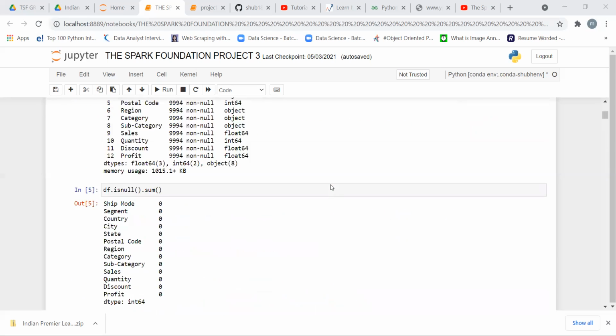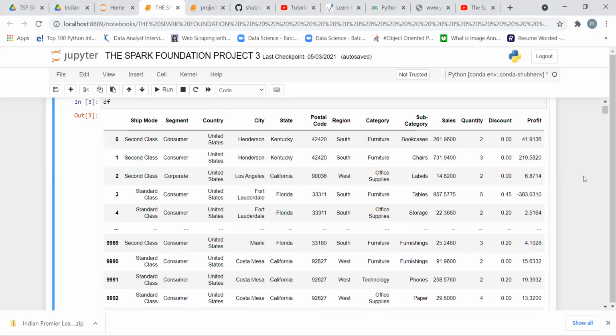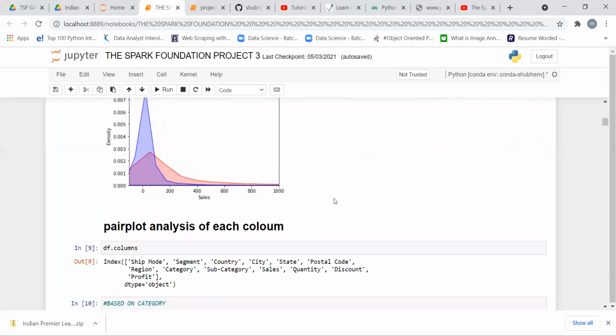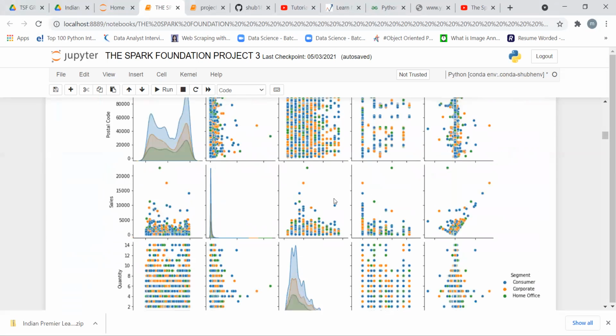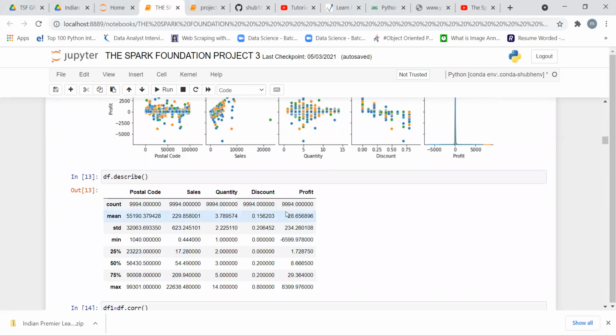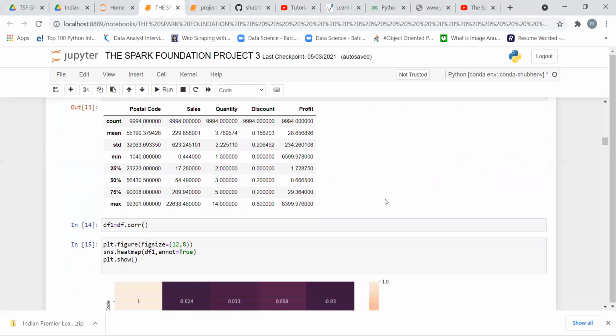Other columns are categorical data types, like shipping mode, and segmentation is also categorical. We have only sales, quantity, discount, profit, and postal code as numerical data types. So the describe function describes numerical values. Here it gives the count, mean, standard deviation, and minimum and maximum value of the data set.